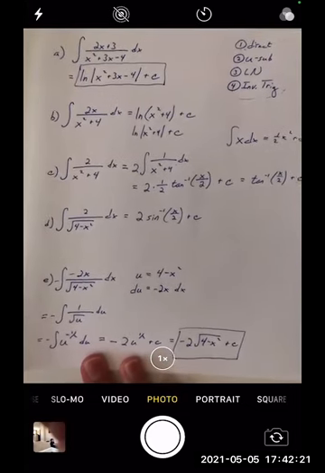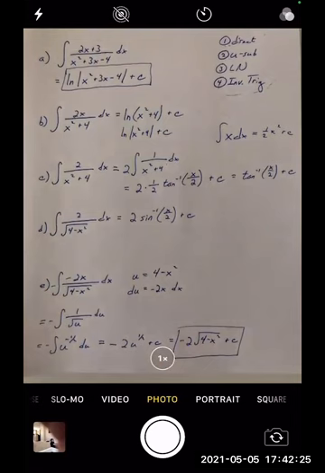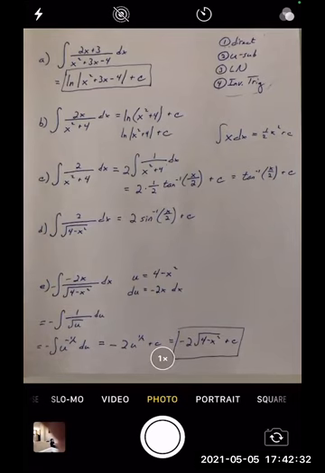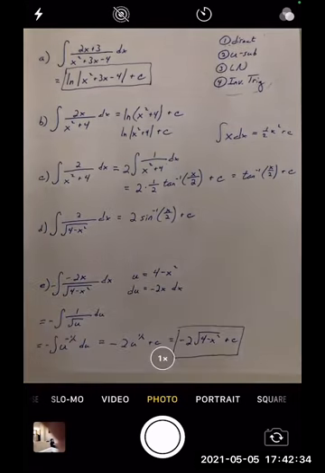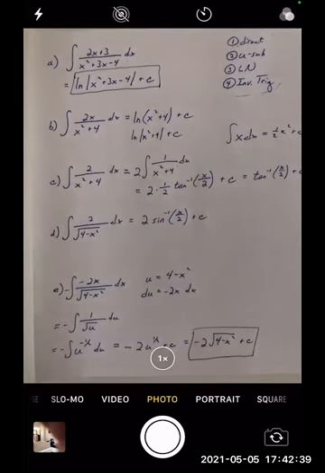Okay, any questions about these? So they look similar, but you can get completely different answers for them just by changing one little thing.